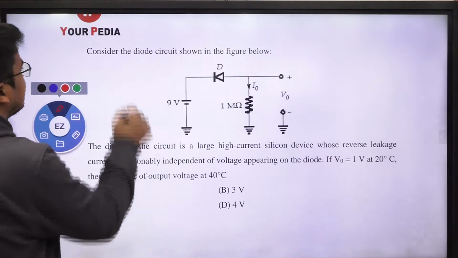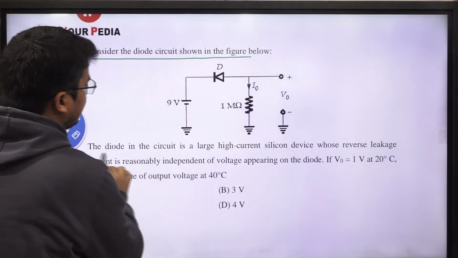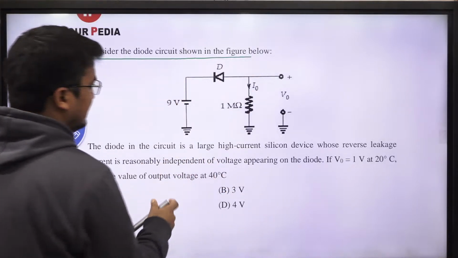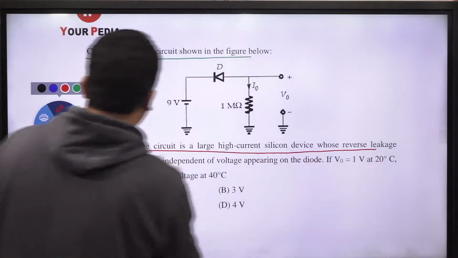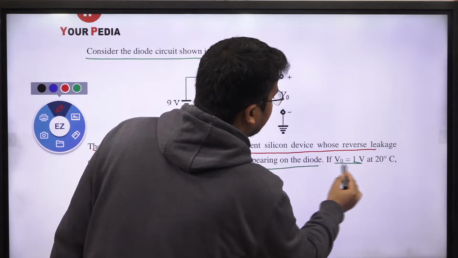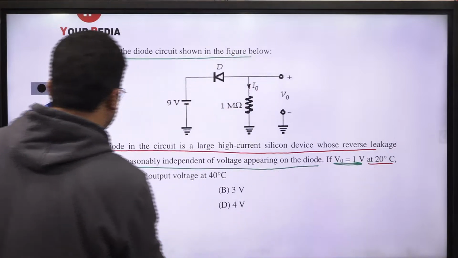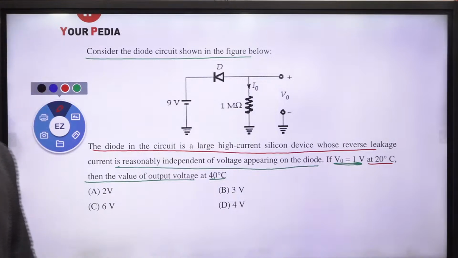The question is, consider the diode circuit shown below. The diode in the circuit is a large, high current silicon device whose reverse leakage current is reasonably independent of the voltage appearing on the diode. If V0 is equal to 1 volt at 20 degrees Celsius, then the value of output voltage at 40 degrees Celsius will be. Tell me the answer for this.